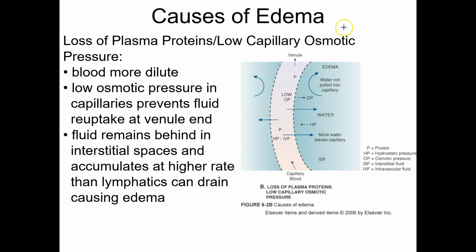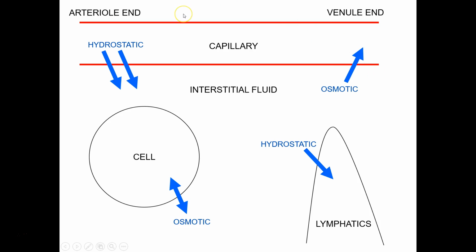And so if we go back to our figure, the problem in this situation is happening here. We can't return fluid back to the venule end through osmosis because our blood is too dilute. We don't have plasma proteins in there. That would be like going from concentrated to dilute. That doesn't happen, right? Remember we said water always moves from dilute to concentrated. And so here we can't put fluid back in, so over time it begins to collect in the interstitial space and lead to the development of edema.